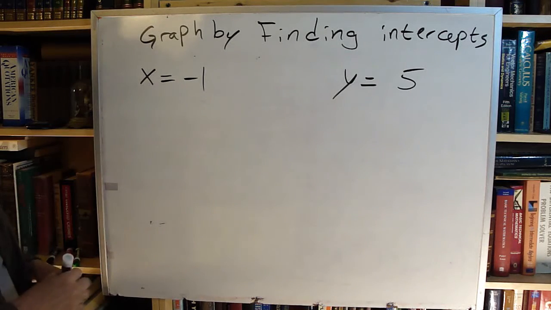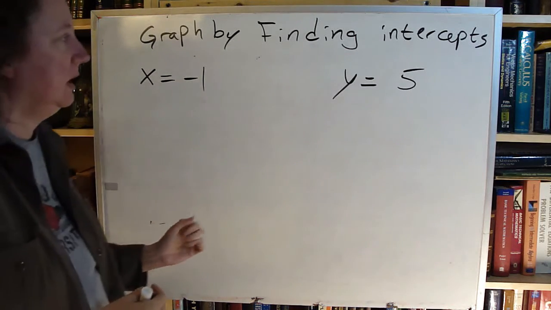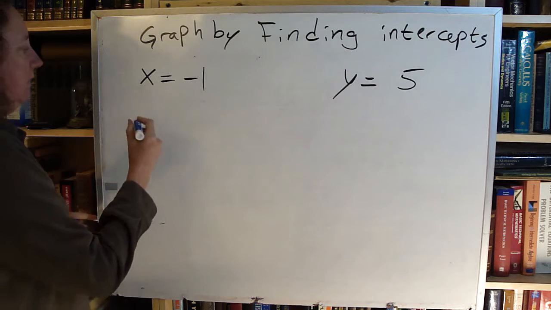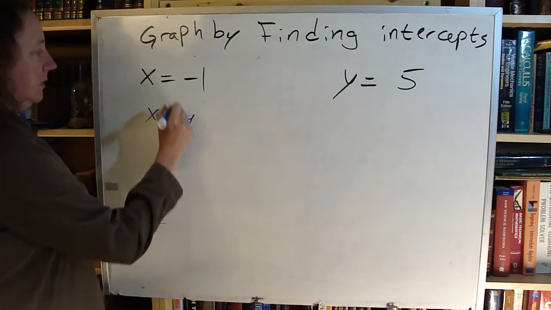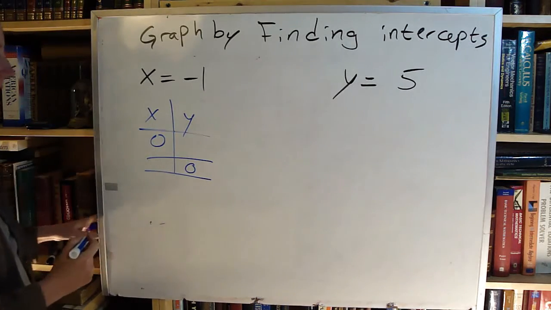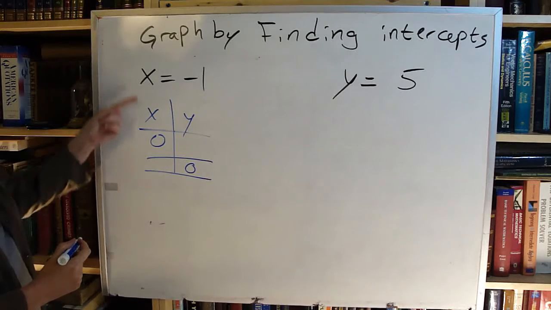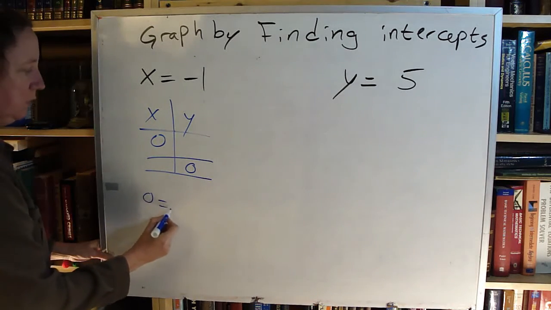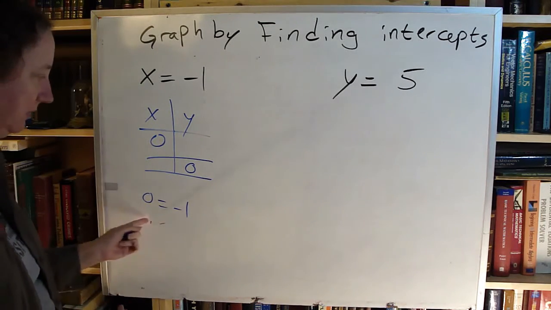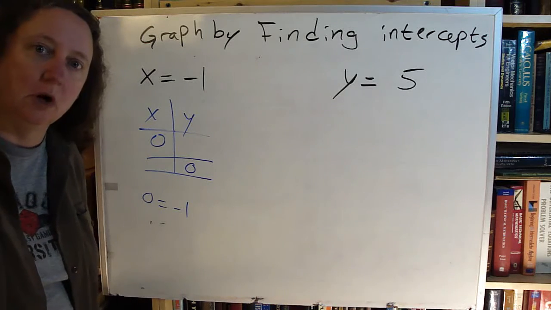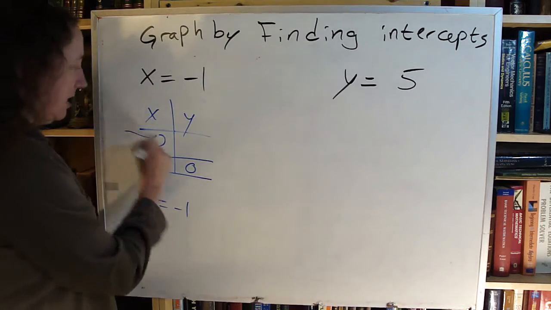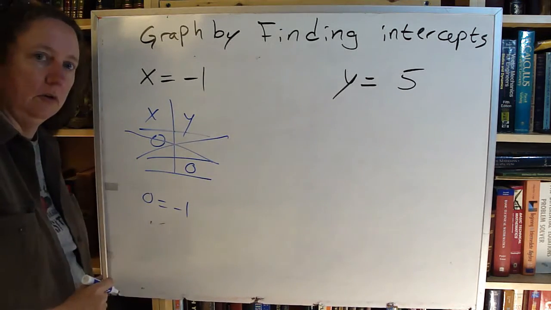Graph by finding the intercepts. X is negative 1, and separately y equals 5. So the intercepts, remember, are where one of your letters equals 0. So here I'm going to plug in 0 for x. So I have 0 equals negative 1. I have a problem with this because 0 does not equal negative 1, so therefore I cannot put this anywhere in this problem. So I can't use that at all.